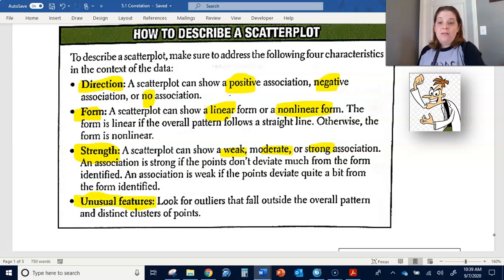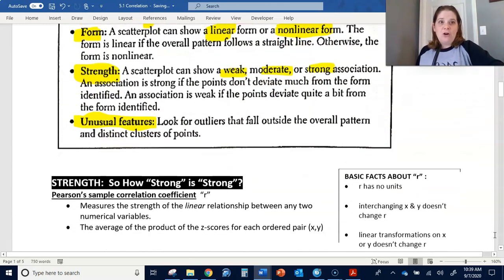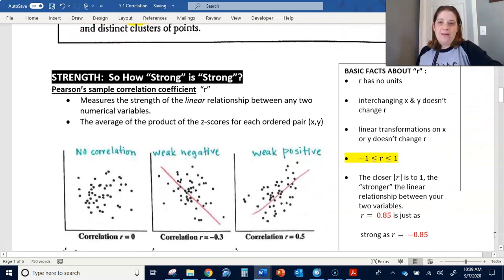Unusual features would be things like distinct clusters of points, things that don't match the pattern, things that we might want to be interested in, much like our outliers when we're talking about numerical data. So how strong is strong? So that's what today's lesson is. What do we mean by strong?